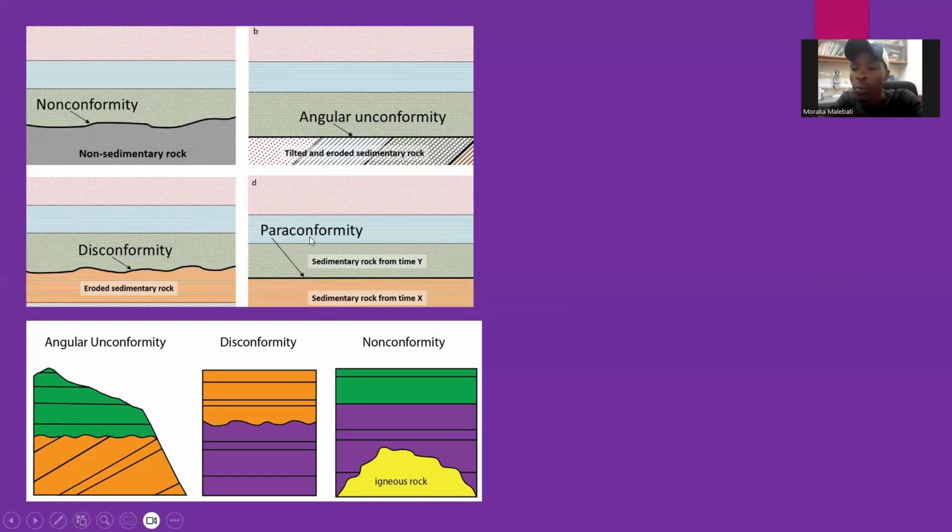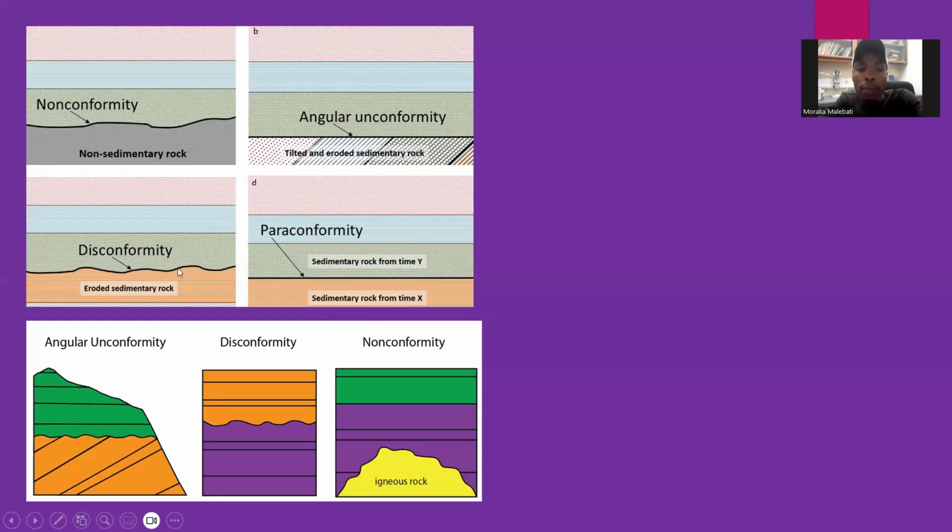But with paraconformity, the erosional surface is not easily seen. All right, so it's not irregular, it's regular, or it's parallel, straight. So for you to notice this boundary, you have to use additional information. That is to say, you have to use fossils.